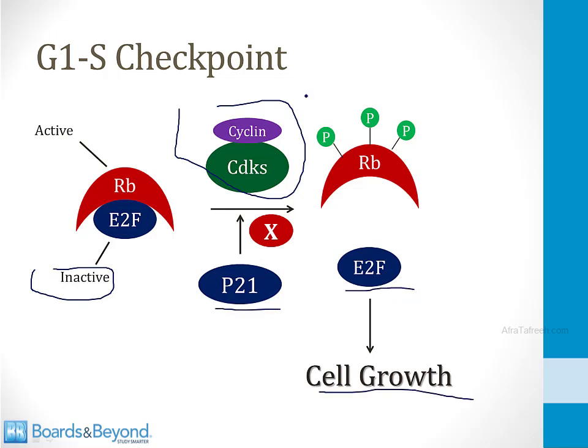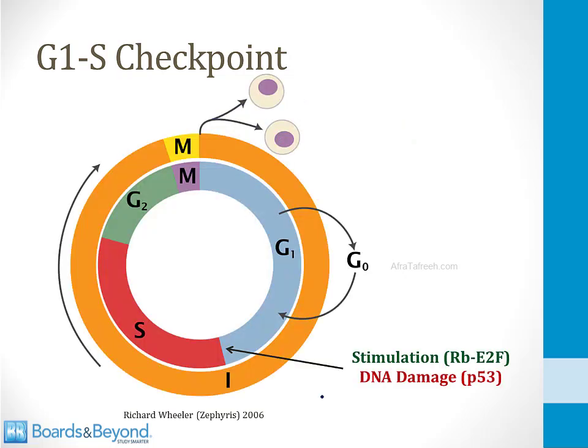What p21 does is block this process, and it prevents cell growth, and therefore the cell does not proceed through the G1 to S phase checkpoint, and therefore does not continue growing and dividing. And here I've made a summary slide just to make this very clear. So the G1/S checkpoint is very important because that's where the cell commits to DNA synthesis and cell division.